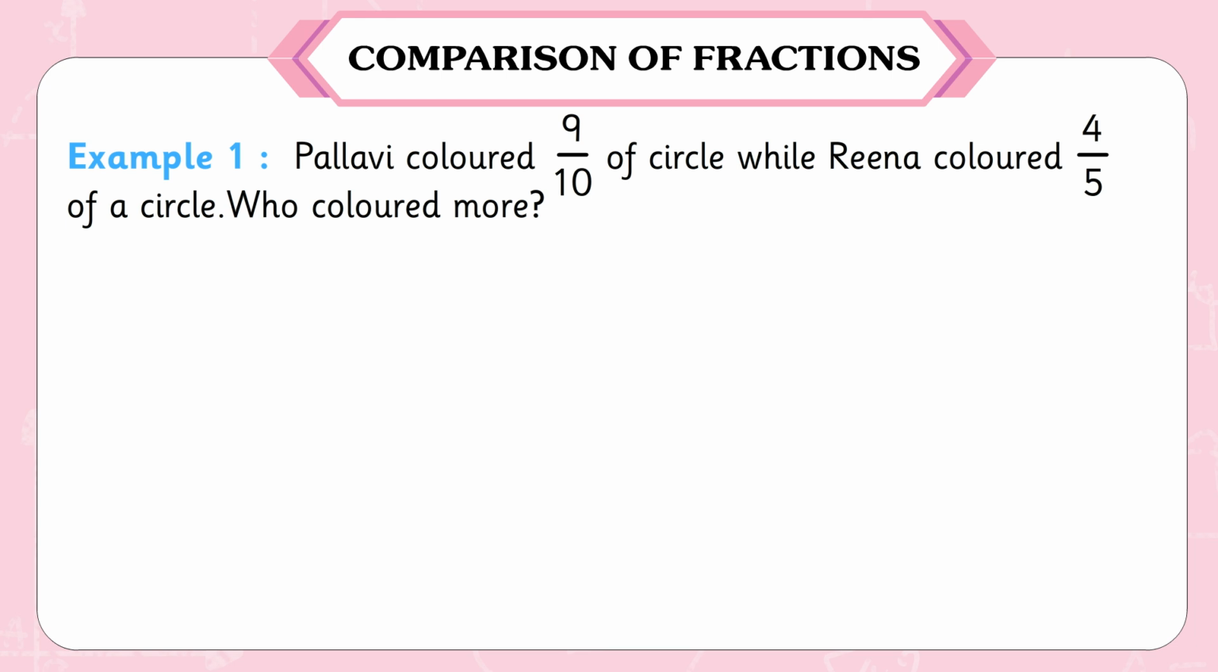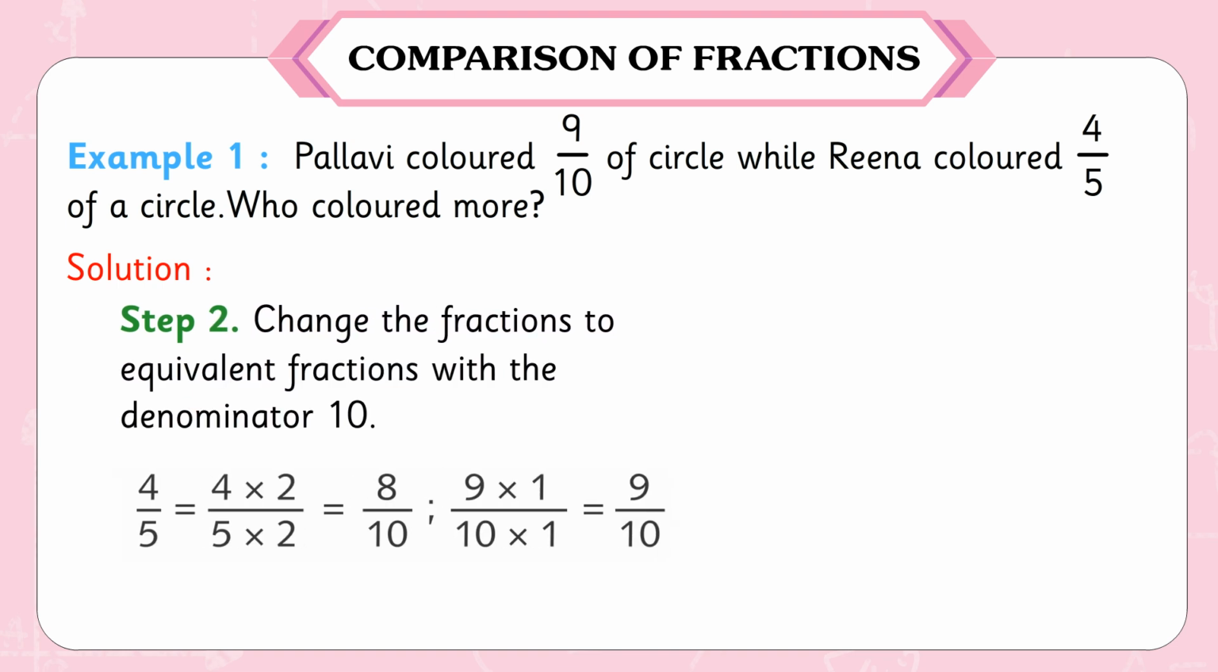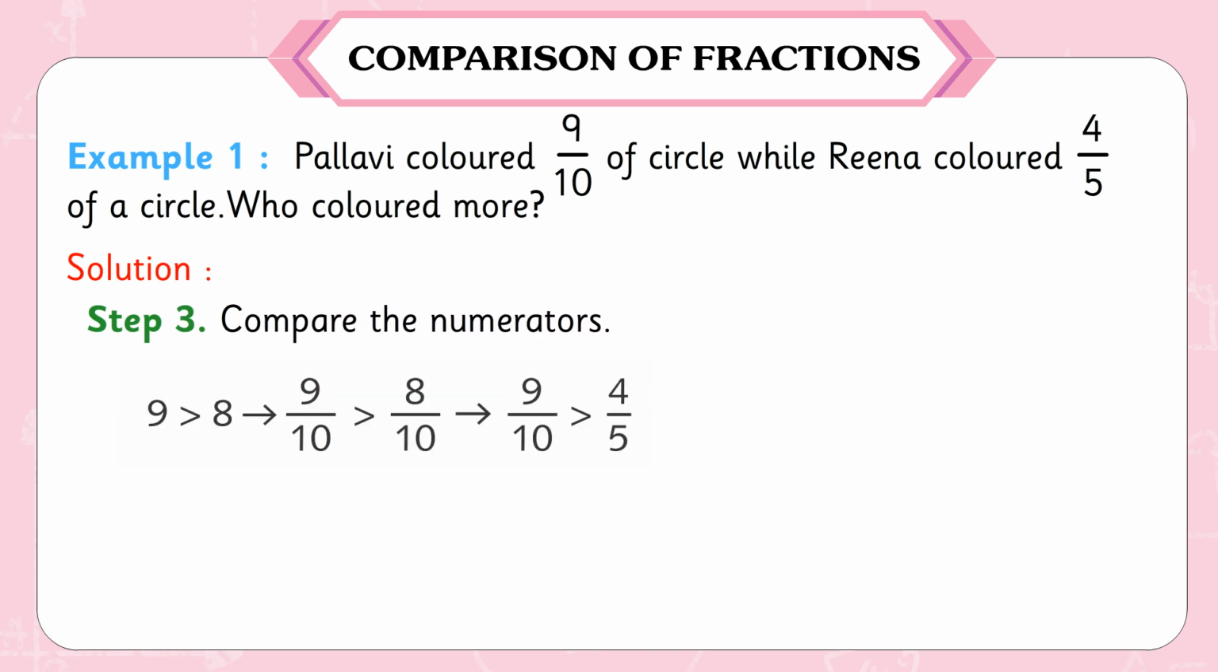Pallavi colored 9 by 10 of a circle, while Reena colored 4 by 5 of a circle. Who colored more? Solution. Step 1. Find the LCM of 10 and 5. It is 10. Step 2. Change the fractions to equivalent fractions with the denominator 10. 4 by 5 is equal to 4 into 2 upon 5 into 2 is equal to 8 by 10. 9 into 1 upon 10 into 1 is equal to 9 by 10.